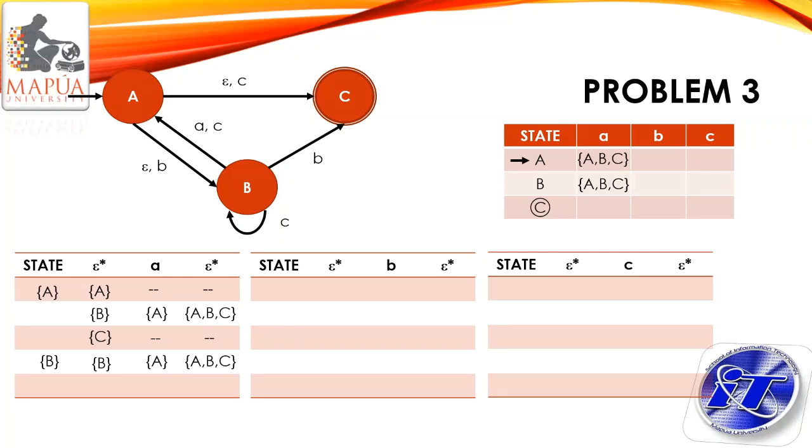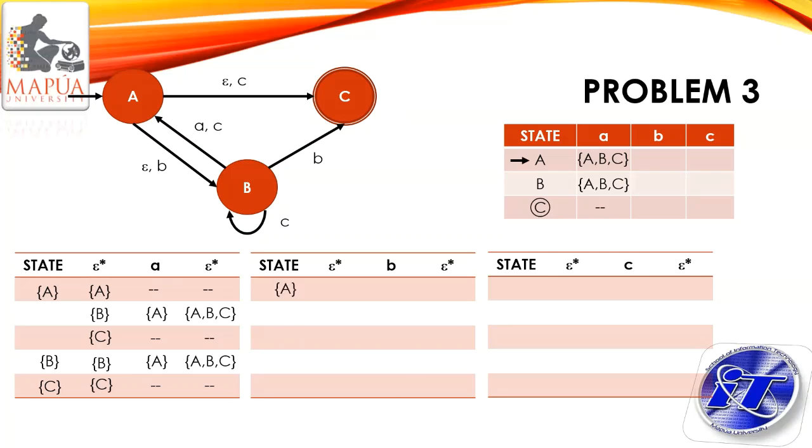Okay, now let's move on with C. So the C closure is just C. And if it's A, there's no path. So dash, dash. Therefore, no path for C at A. So now let's move on with B.